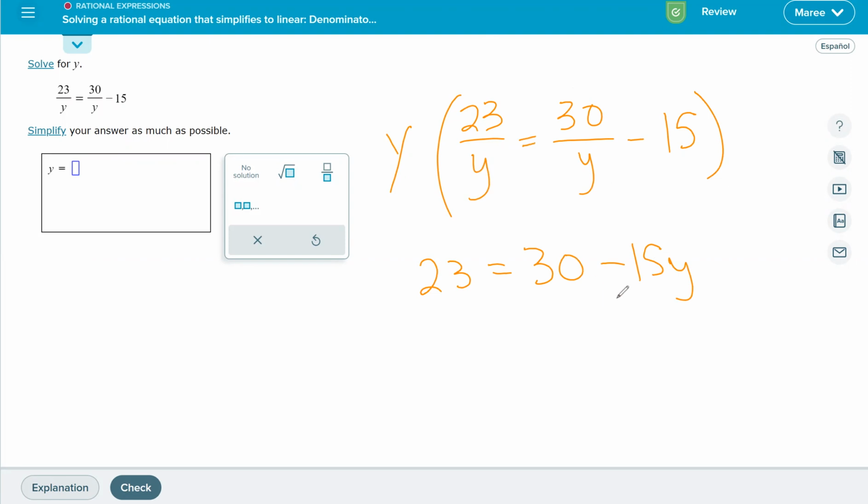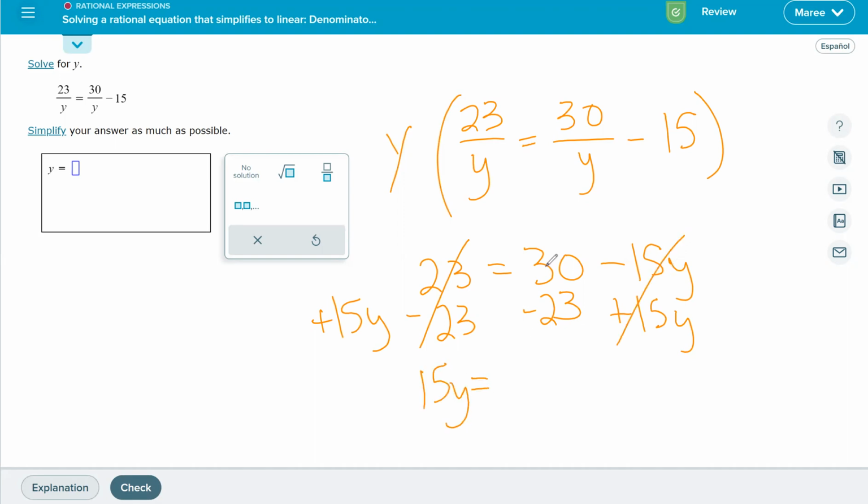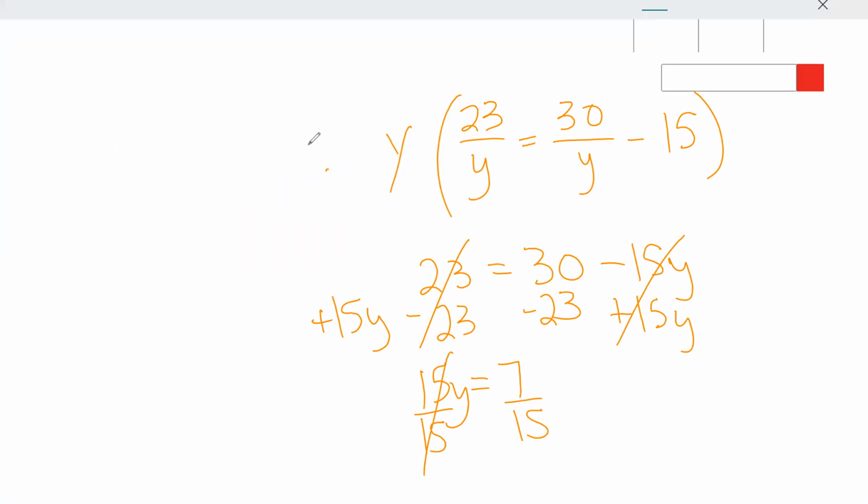So I'm going to add 15y to both sides to make it positive and subtract 23, which is what I like to do. So I have 15y equals 30 minus 23, which is 7. And then I divide by 15, and that will give me y equals 7/15.